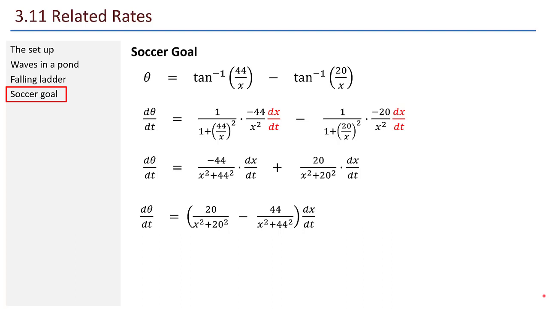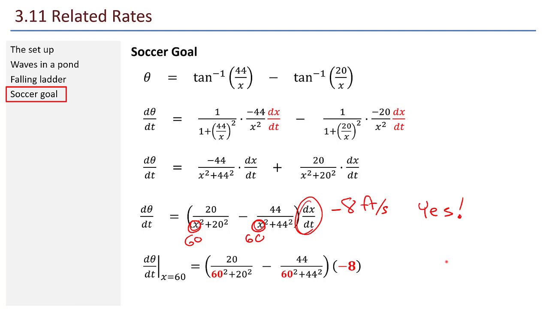So what do I need to do now? I want to find how quickly theta is changing when x is 60. So I'm going to plug in 60 for the x. And what will I plug in for dx dt? Now, he's running at 8 feet per second, but will I plug in 8? No, I will not plug in 8. I need to plug in negative 8, right? Yes, that is right.